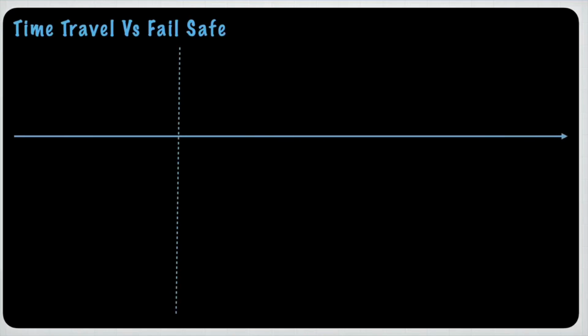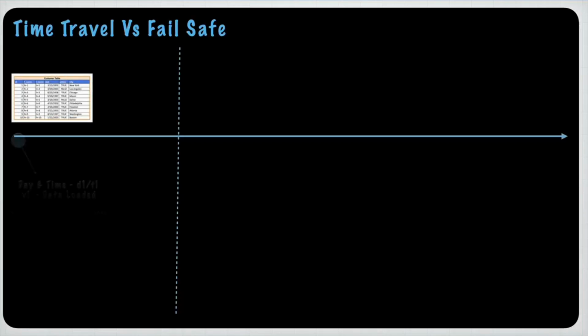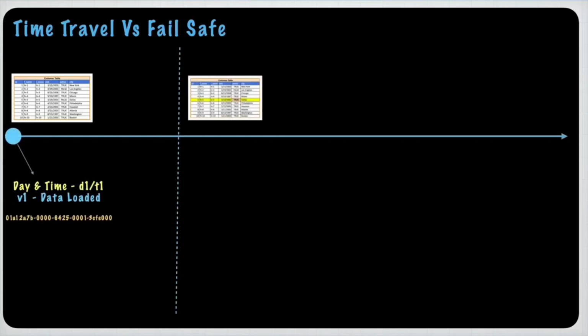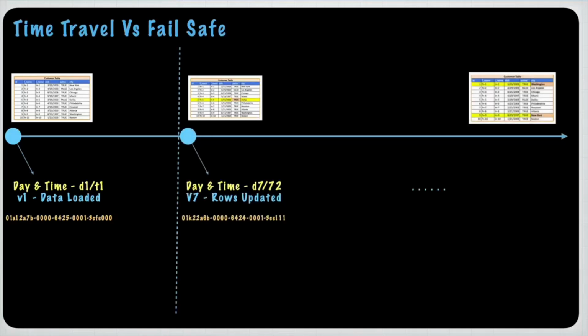The time travel can be defined for a table, and it can be 0 to 1 day for standard Snowflake edition and 0 to 90 days for enterprise edition and above. Let's take the same example where we loaded the data and we can define the state of the data as V1 on day 1. On day 7, we can say the state of the data is V7, and on the 97th day, we can say the state of the data is V97. So this is how it looks like.